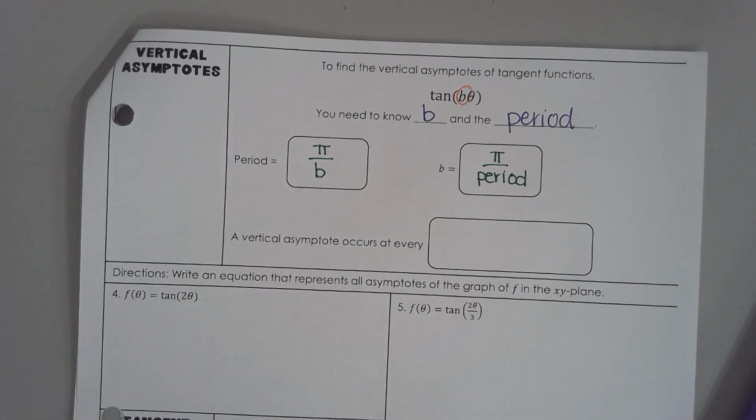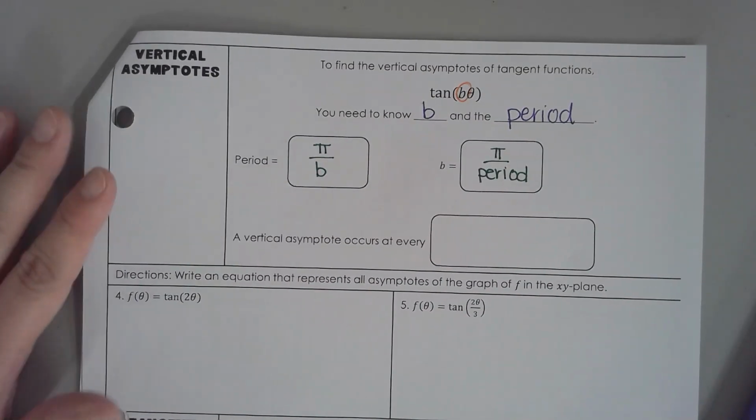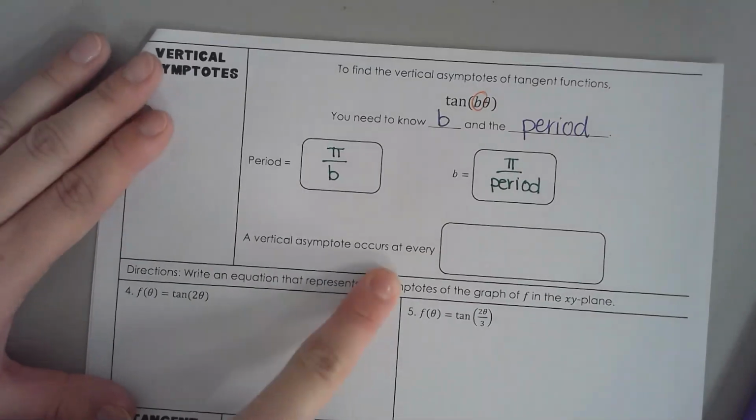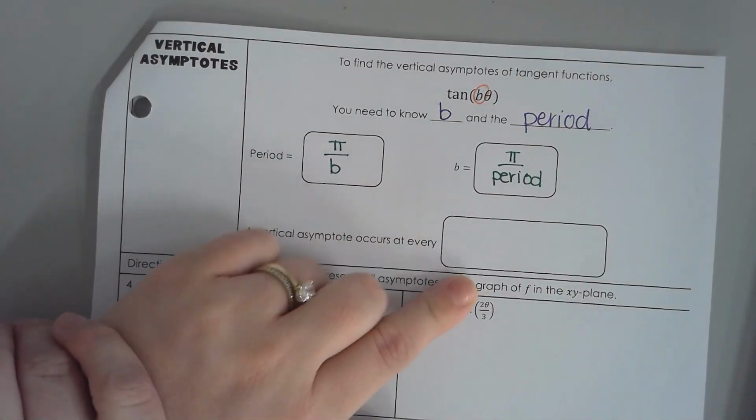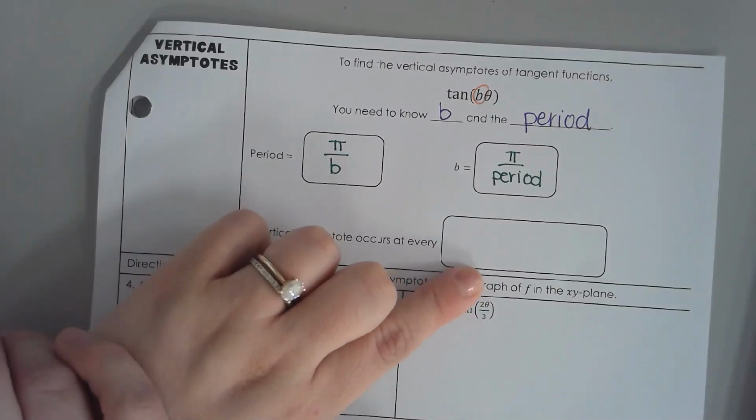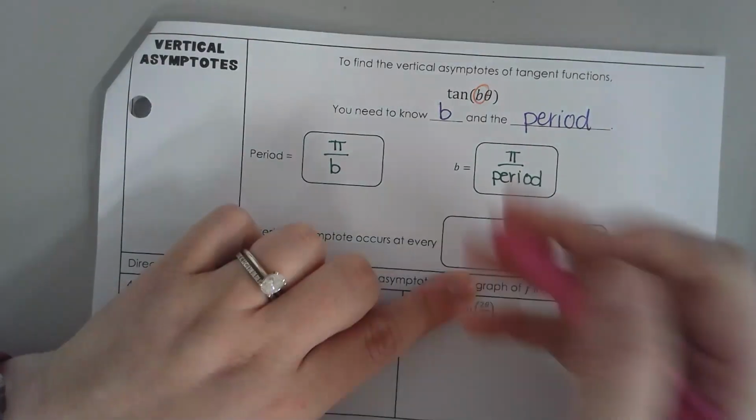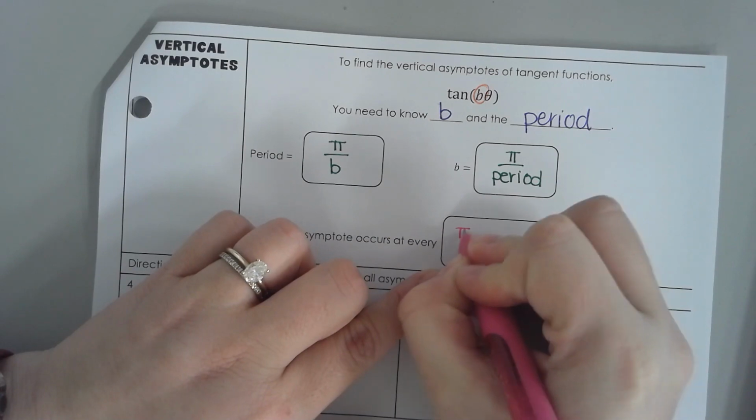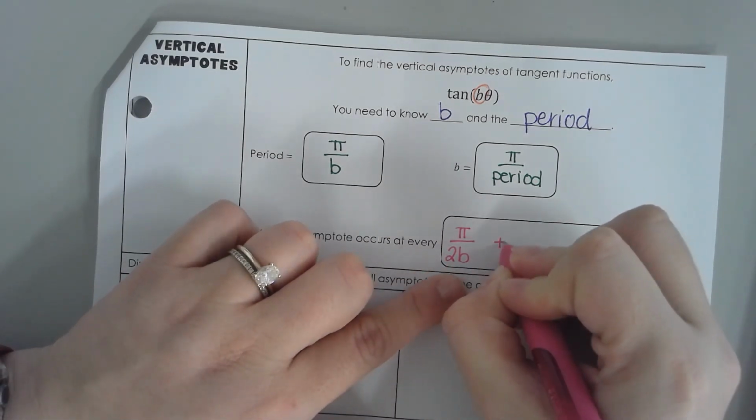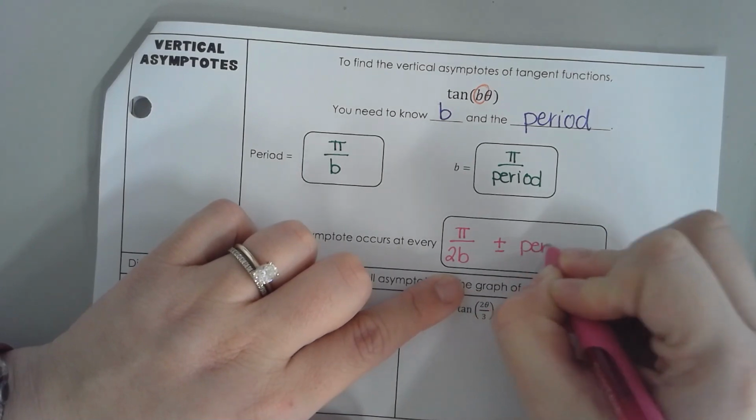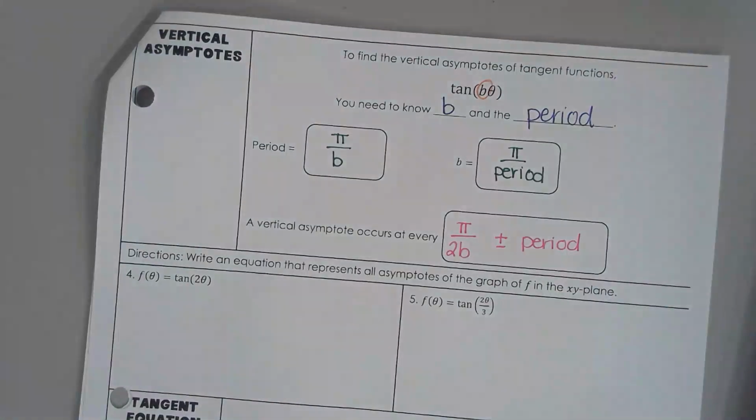And so now, here's kind of the new thing. A vertical asymptote occurs, if you're just looking at an equation that is not plain tangent, at pi over 2b plus or minus your period.